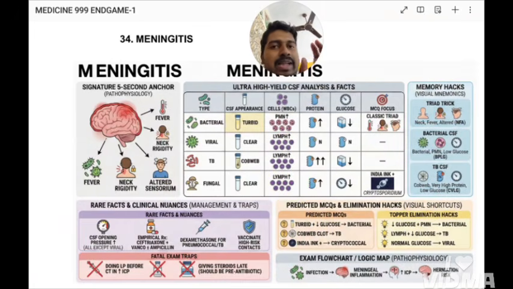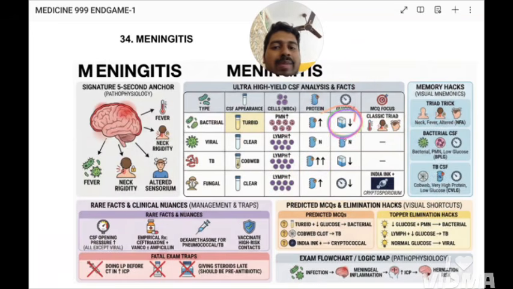Third, what is TB? TB is basically a bacteria which forms this cobweb. Cobweb means it is basically proteinaceous material. So if protein is increased very much, then mark TB. Usually protein will be in the range of 100 to 200. Normally it is less than 40, but it will be more than 100, up to 500, and then you can directly mark TB.